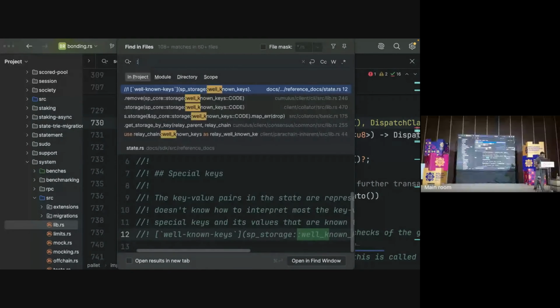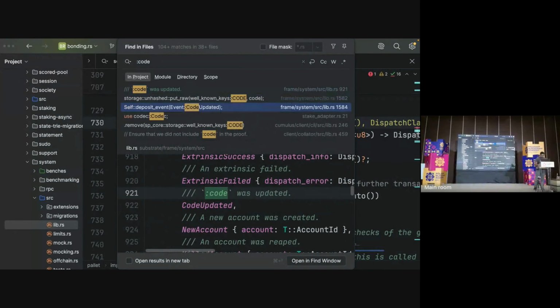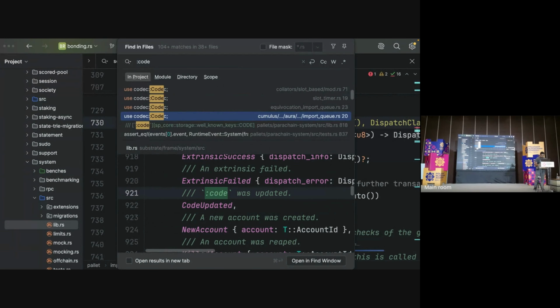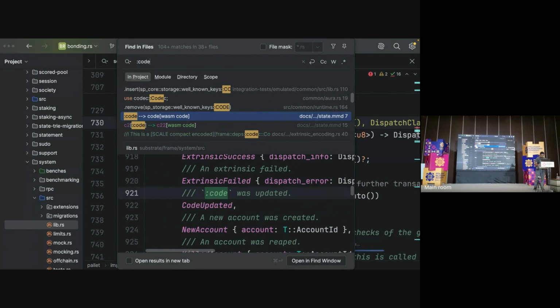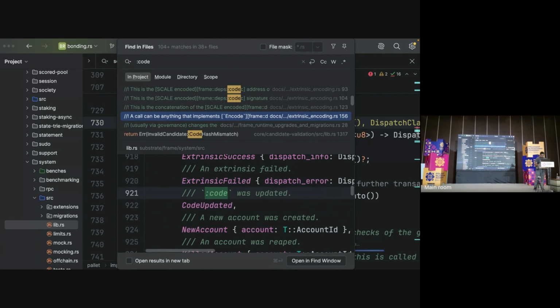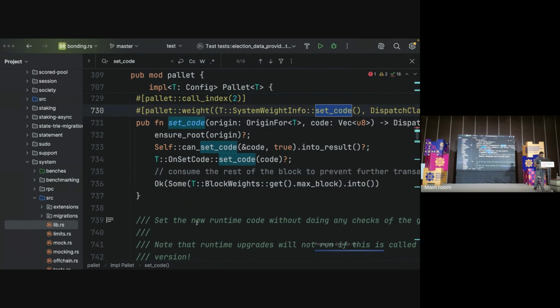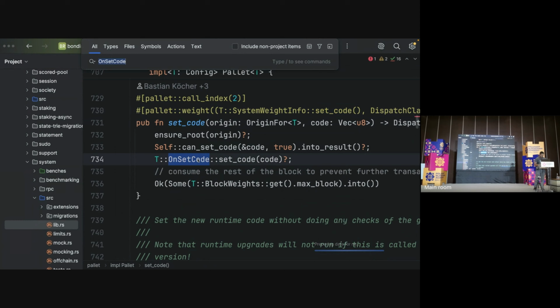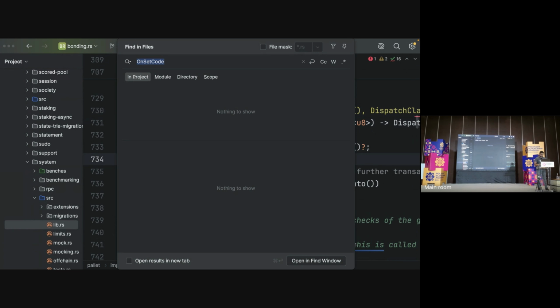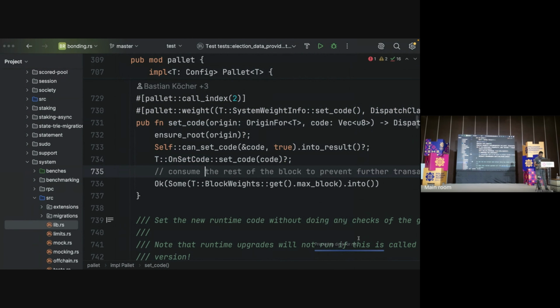The reason set code is a callback, the trait, is because there's this distinction between parachains and standalone chains. For the parachain, we need to pass the code to the relay chain in order for it to change our code, because we don't directly control it. And for a sovereign chain, we just set it directly. It's configured differently for a parachain and a sovereign chain, I think.